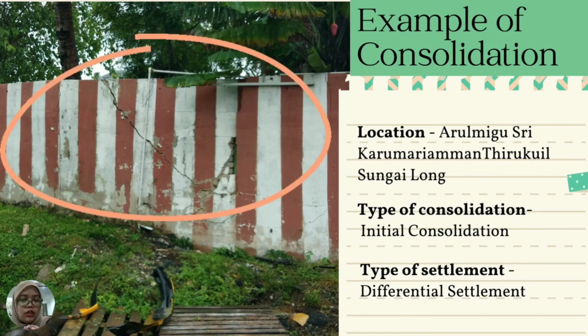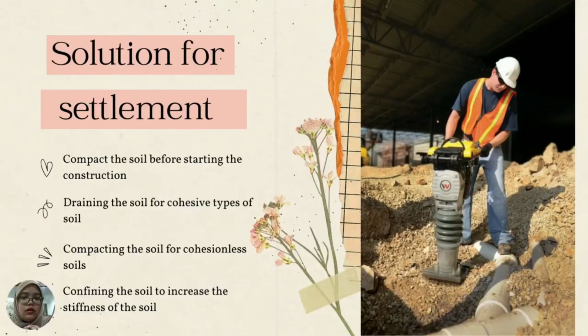I chose this location at Arul Miku Sri Karumariamman Temple, Sungai Long. The type of consolidation, as I can see, is initial consolidation, and the type of settlement is differential settlement. These are some solutions that can be suggested to avoid settlement after the construction of a building.